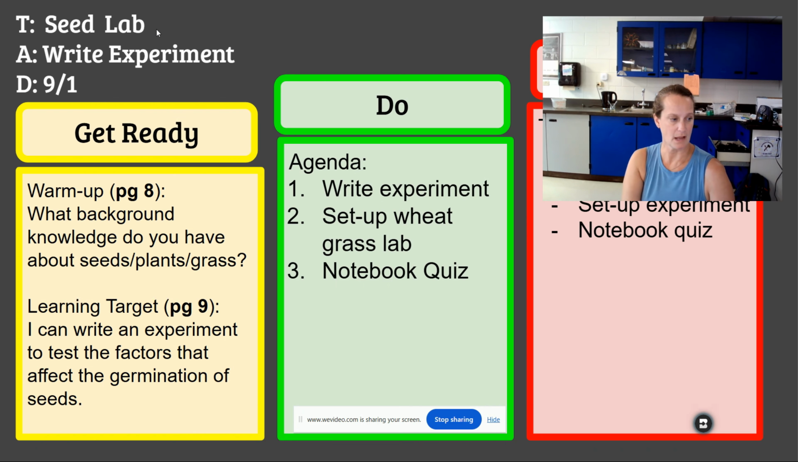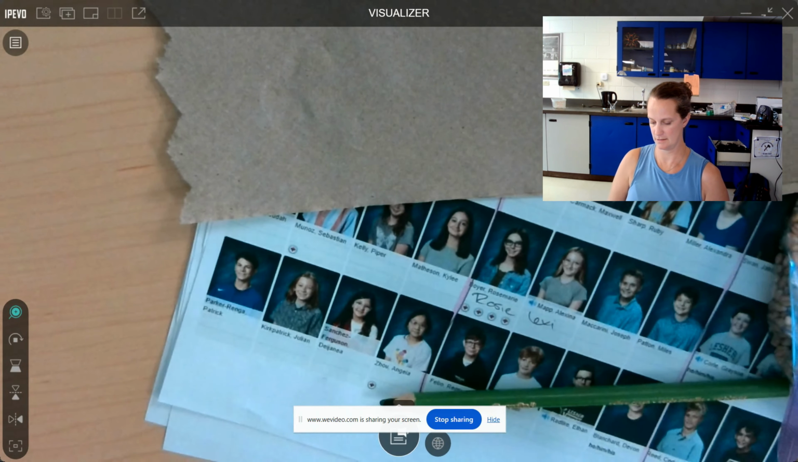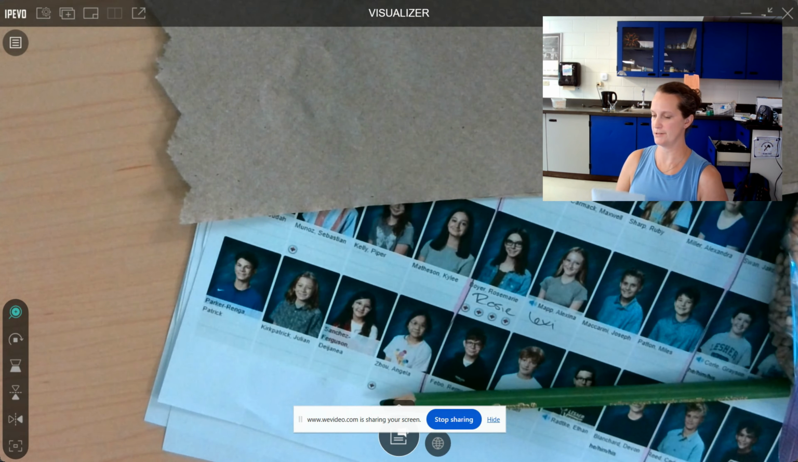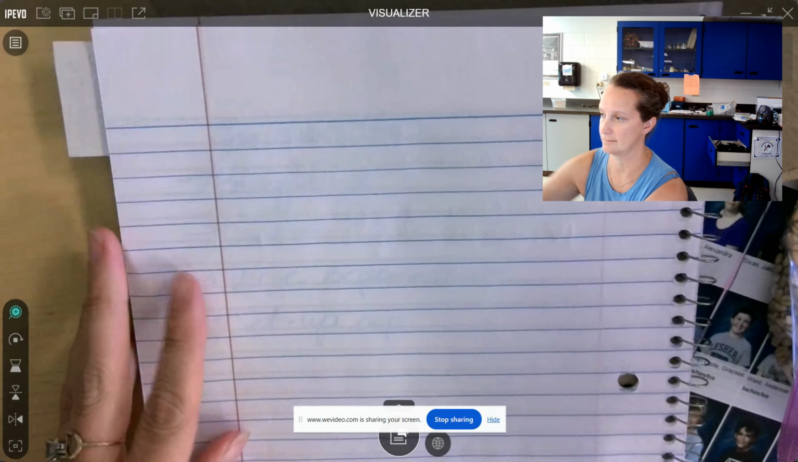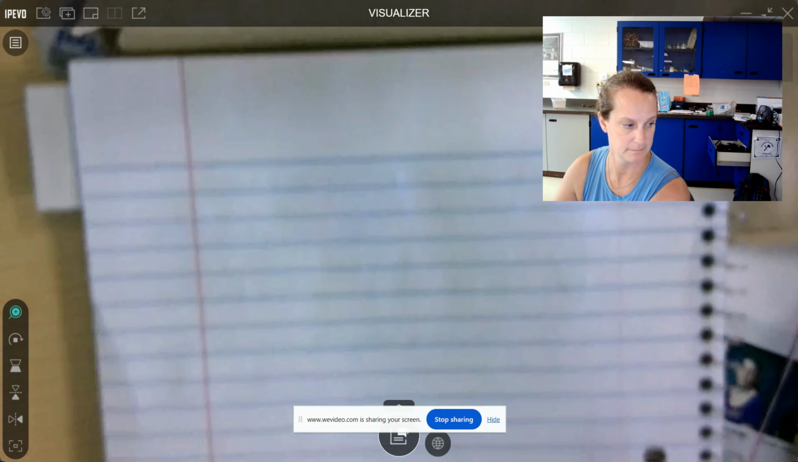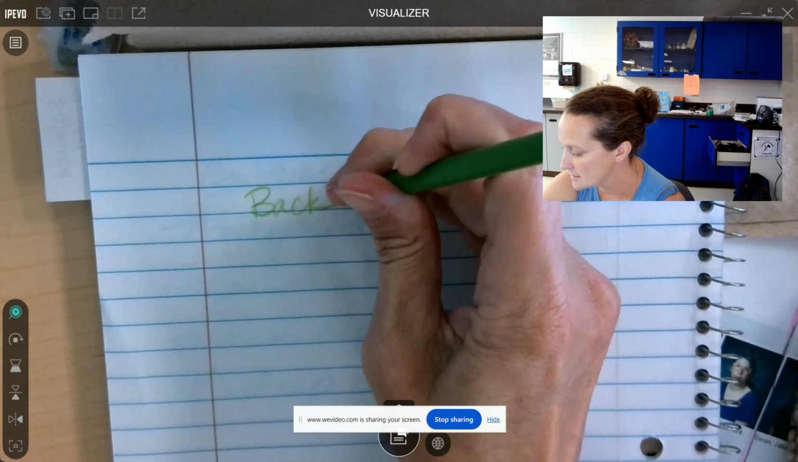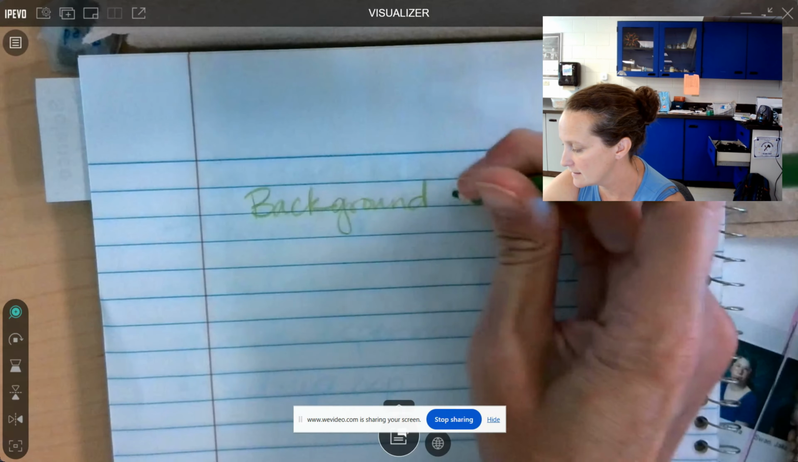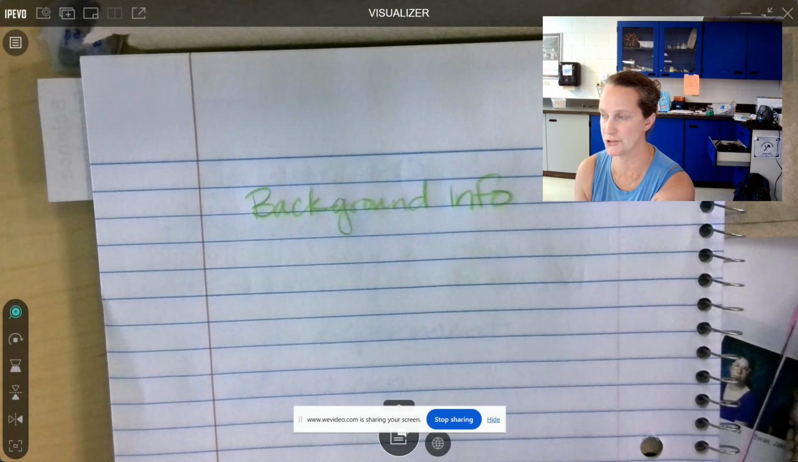All right, let's start on page 8 where you wrote your warm-up today. The warm-up was just asking what background information you know about plants or seeds. So what I would like to do is write some background information. Page 8, underneath our warm-up, we are going to write background info.